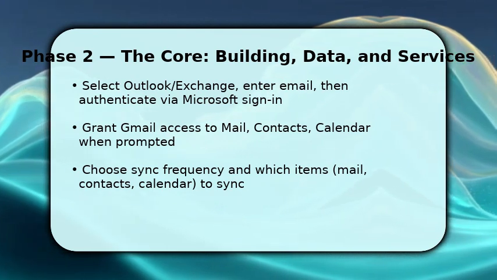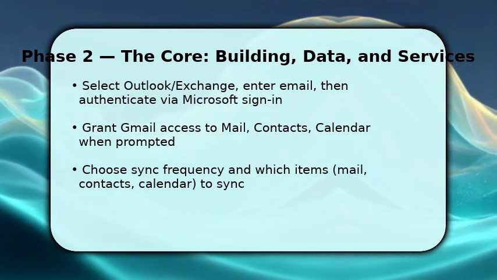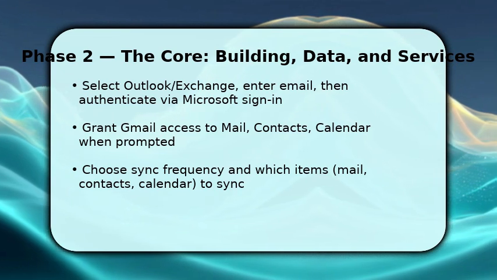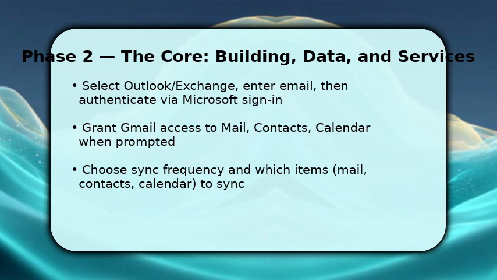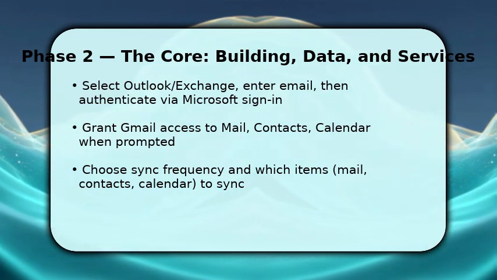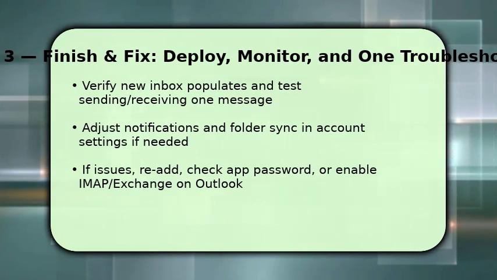After permissions, pick sync settings, push versus manual, sync time range, and which folders to pull. Doing this controls battery use and data, and prevents duplicate contacts or missing events. Finish by checking that mail downloads and that you can send a test message. This confirms outgoing server settings.